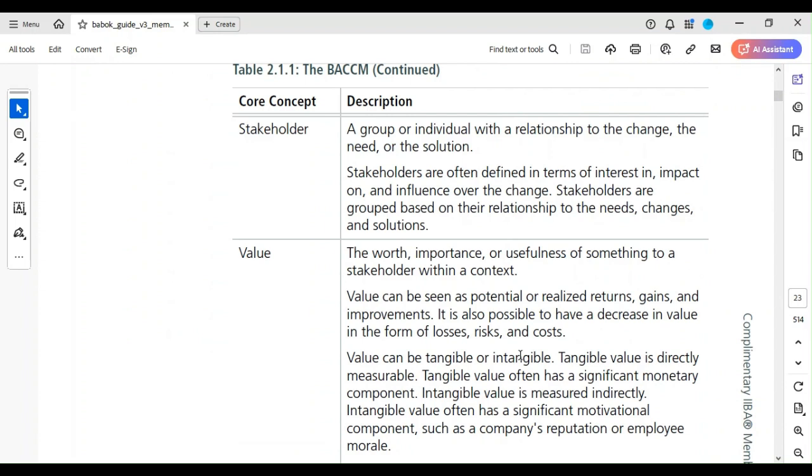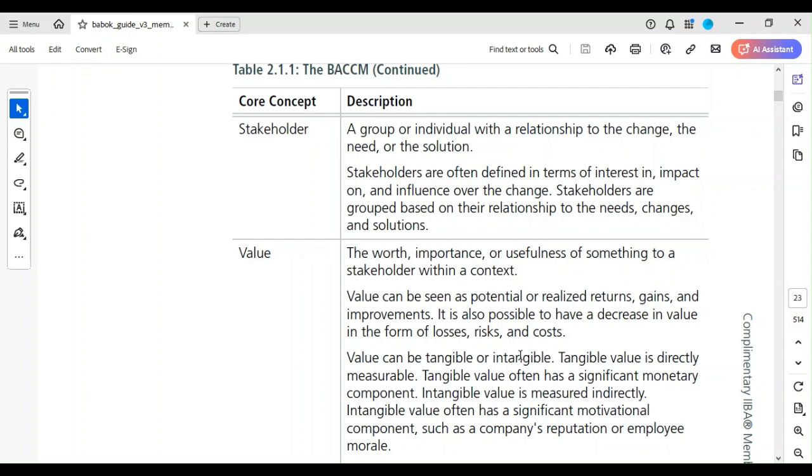Stakeholders, let's move on. A group or individual with a relationship to the change, the need or the solution. See how they are tying everything together. Stakeholders are often defined in terms of interest in, impact on, and influence over the change. Stakeholders are grouped based on their relationship to the needs, changes, and solutions.